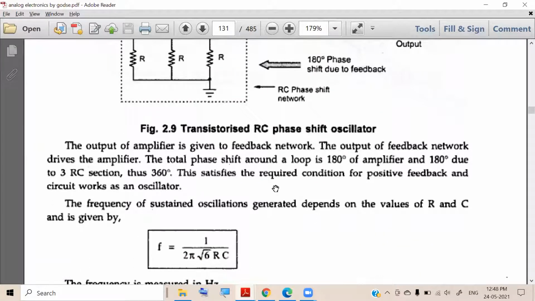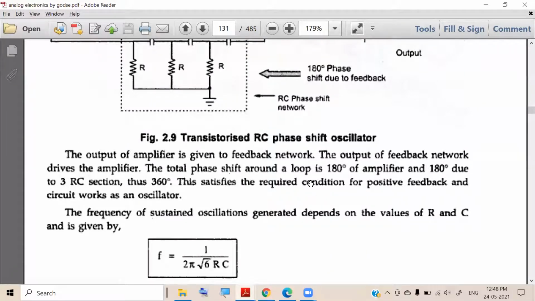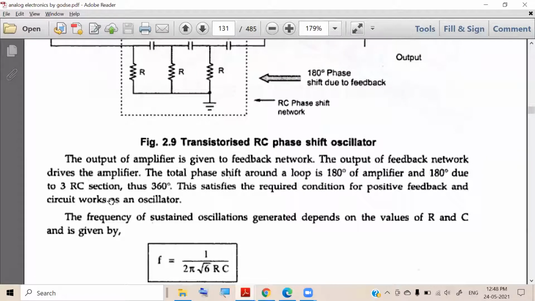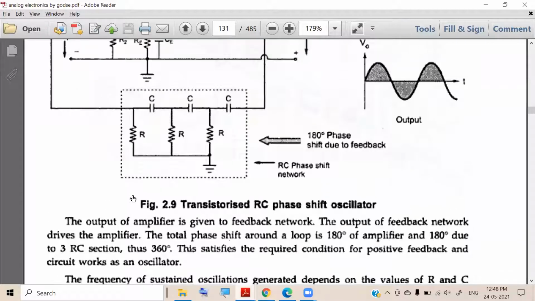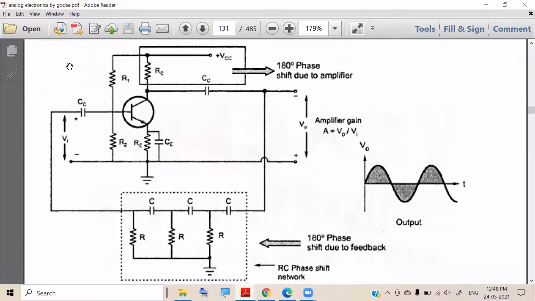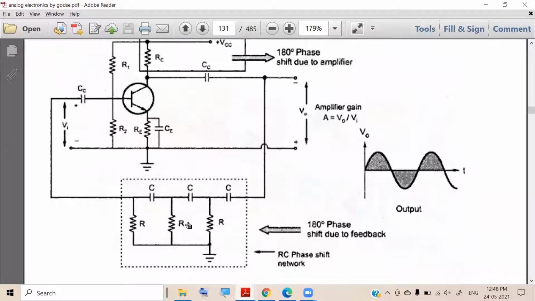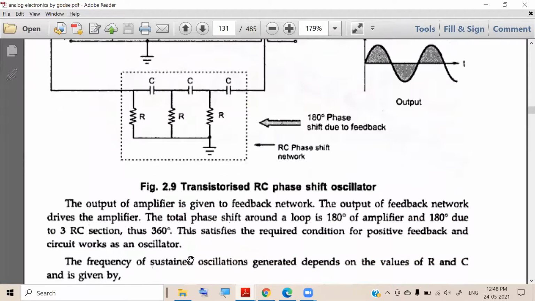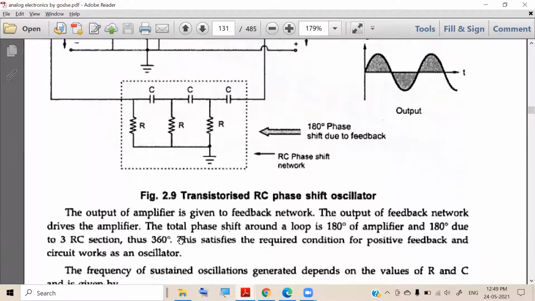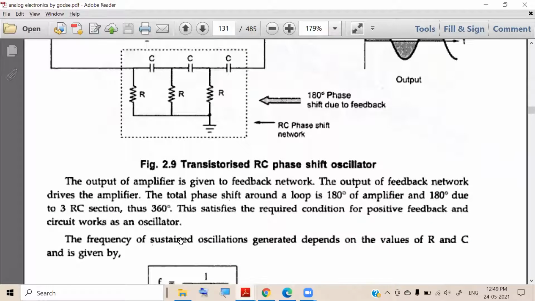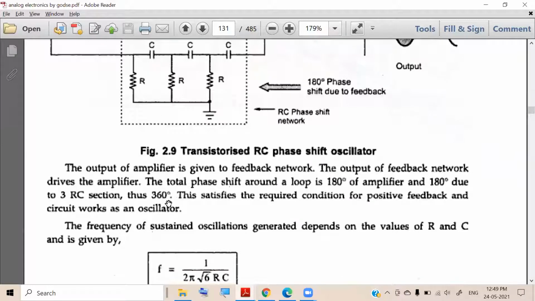So the total phase shift around the loop is 180 degrees of the amplifier and 180 degrees of the RC network. As I told you, 180 degrees from the amplifier, and 60 plus 60 plus 60, 180 degrees from the feedback network. So 180 plus 180 is 360. This satisfies the required condition for positive feedback, and the circuit works as an oscillator. So one condition for oscillations, that is 360-degree phase shift, is satisfied.